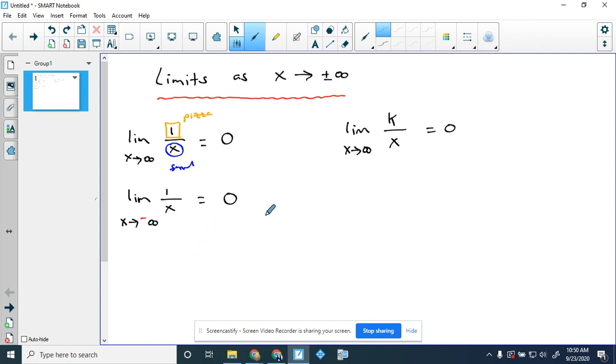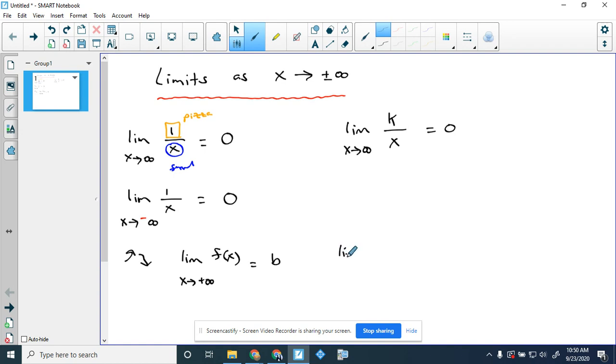In other words, if I did the limit of any function f of x as x went to the right forever, so positive infinity, and I got some number like b, so I didn't get positive infinity, I'm not getting that it's going up forever, I'm not getting that it's going down forever, I'm getting a number like b, well, that means that there's a horizontal asymptote at b.